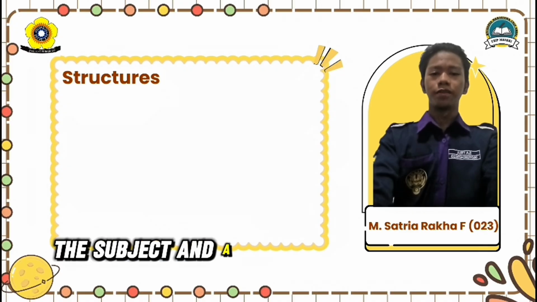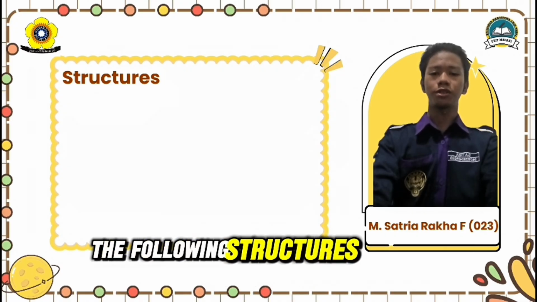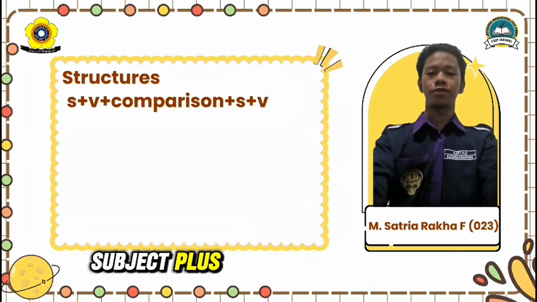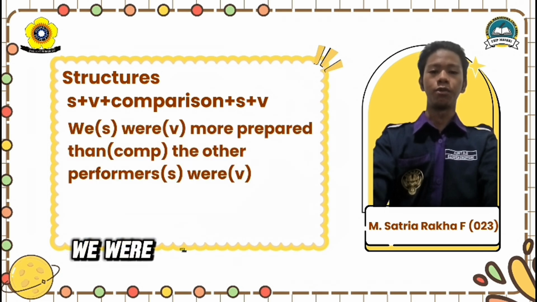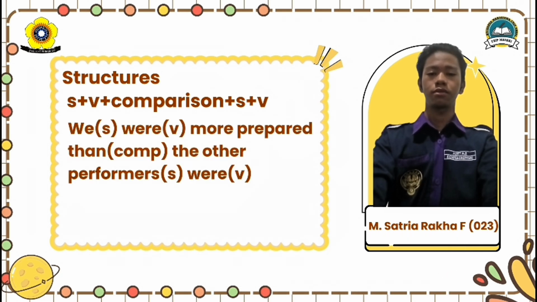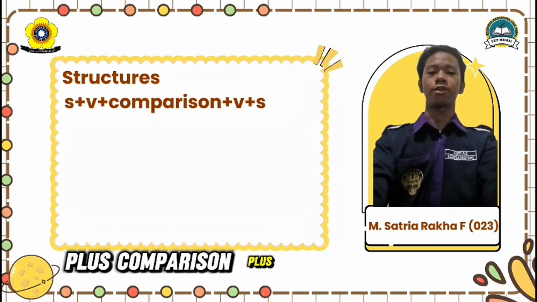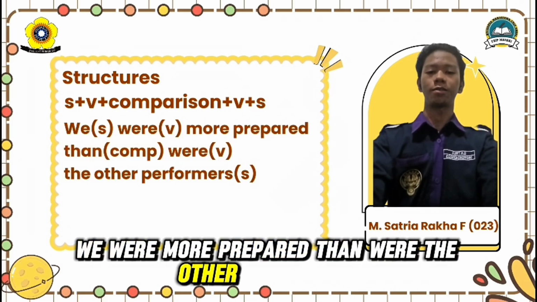The subject and a verb may invert after a comparison. The following structures are both possible. Subject plus verb plus comparison plus subject plus verb: "We were more prepared than the other performers were." Second one is subject plus verb plus comparison plus verb plus subject: "We were more prepared than were the other performers."